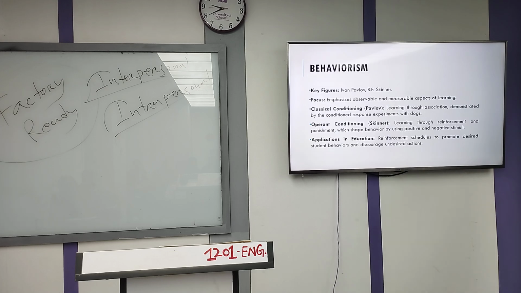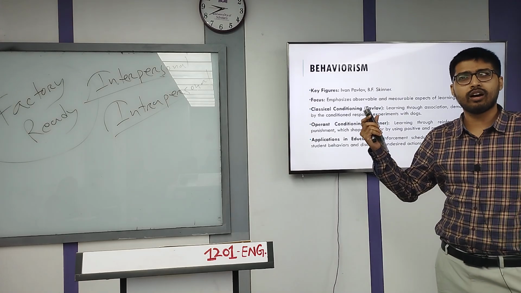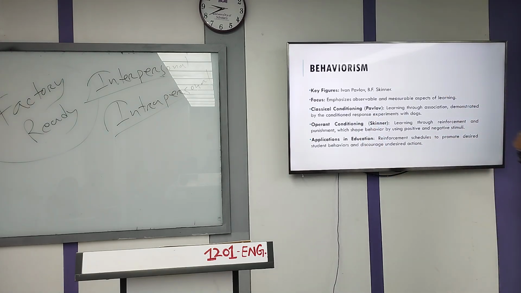Okay, behaviorism. Let's talk about behaviorism. Key figures: Ivan Pavlov and Skinner. Maybe this gentleman is from Russia, I don't know. So Pavlov and Skinner's behaviorism basically emphasizes observable and measurable aspects of learning. That means your learning can be observed and can be measured. It's not something abstract. No, it's not abstract. It is measurable.